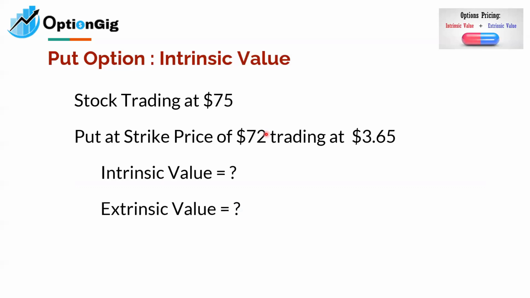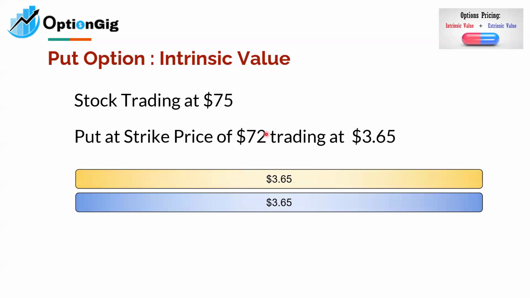Let's look at this one. Stock is at 75, and you're holding a put option at a strike price of 72. It's the same story. If I've bought a put option at 72, I'm not going to use that. I'll directly sell the stocks at 75 in the market. So intrinsic value is 0. Everything is extrinsic value.